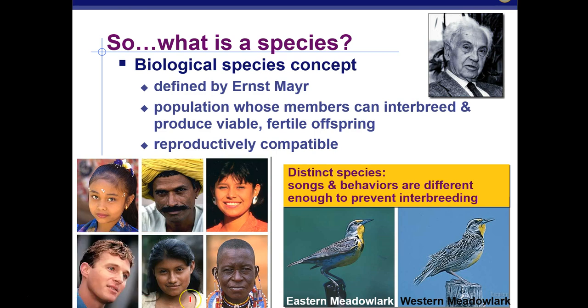And if we were to take them together and put them together now, because we humans have that technology, they would not interbreed. So again, to be considered the same species, you've got to be able to interbreed, and those offspring have to be able to produce offspring themselves. So not only can you have kids, you've got to be able to have grandkids as well.